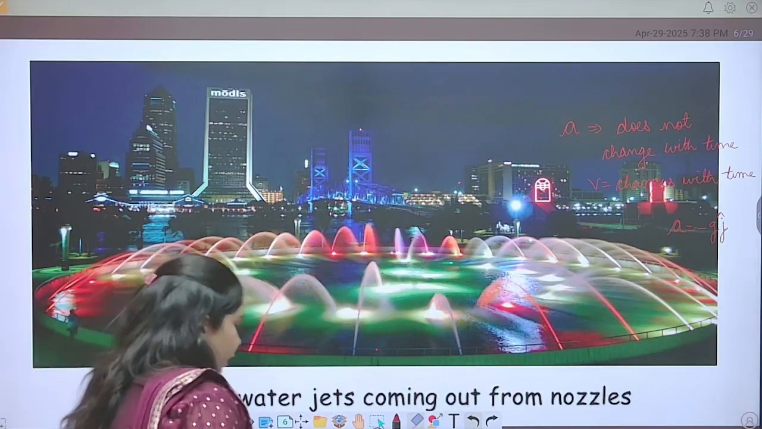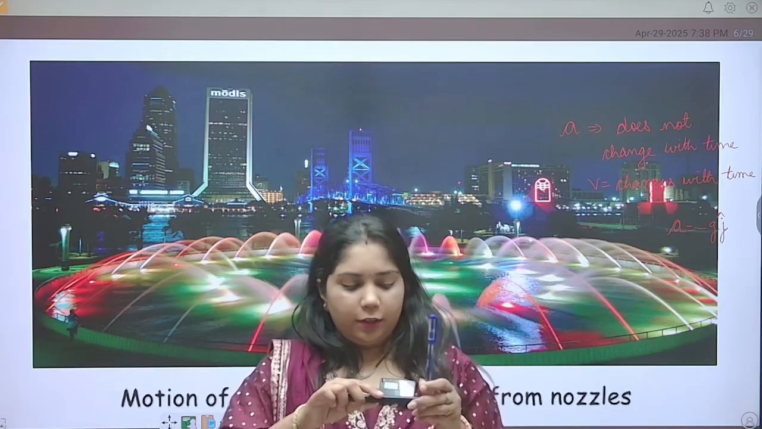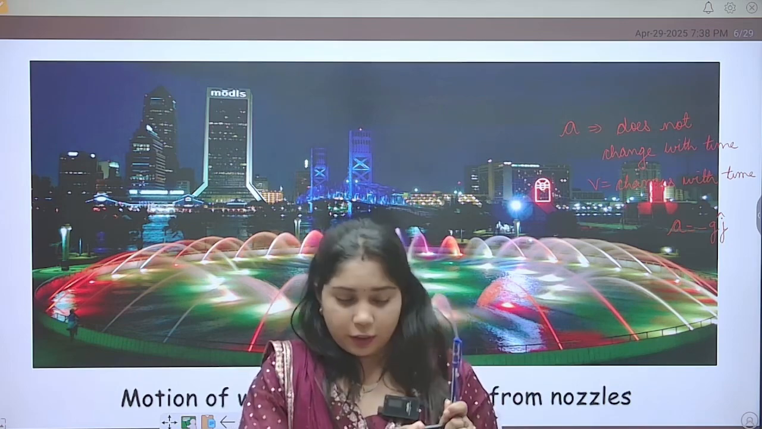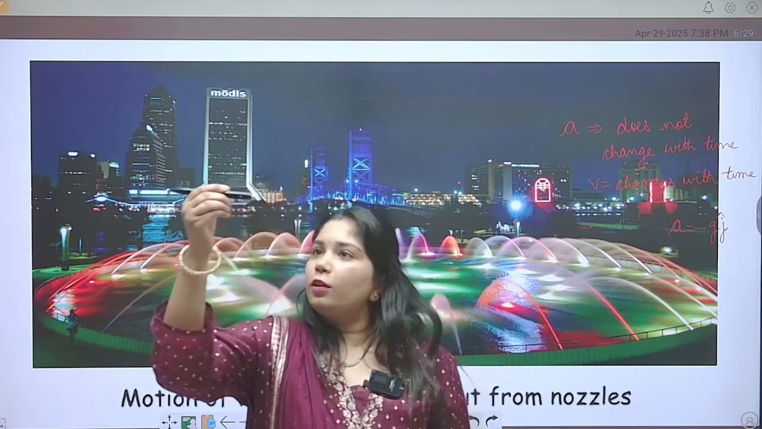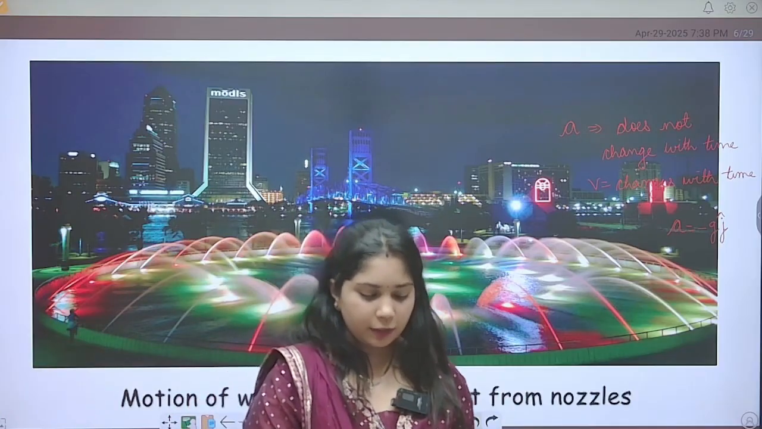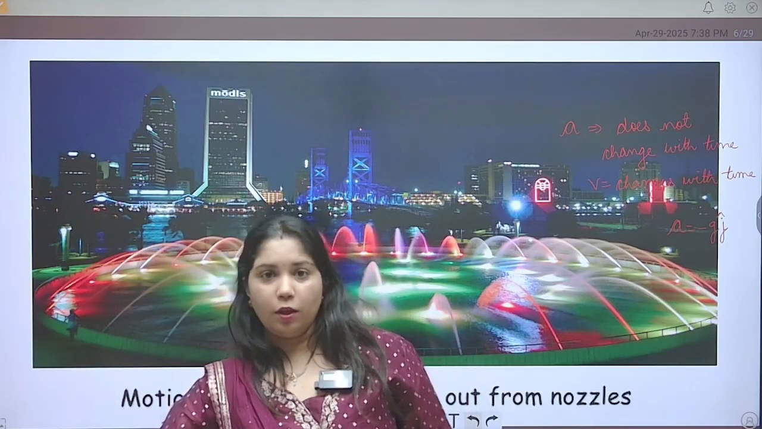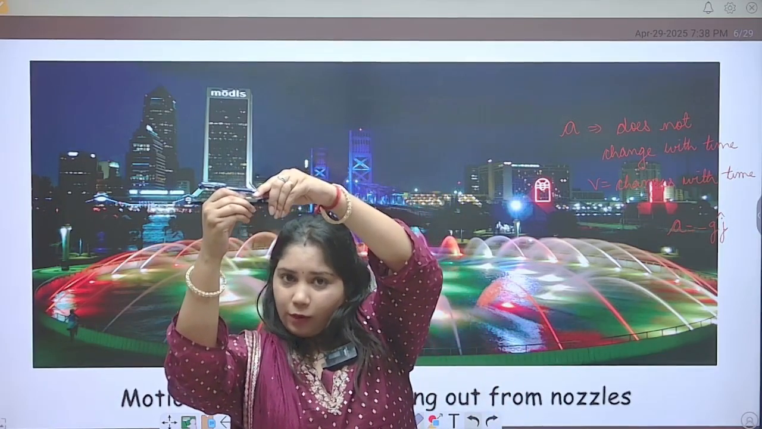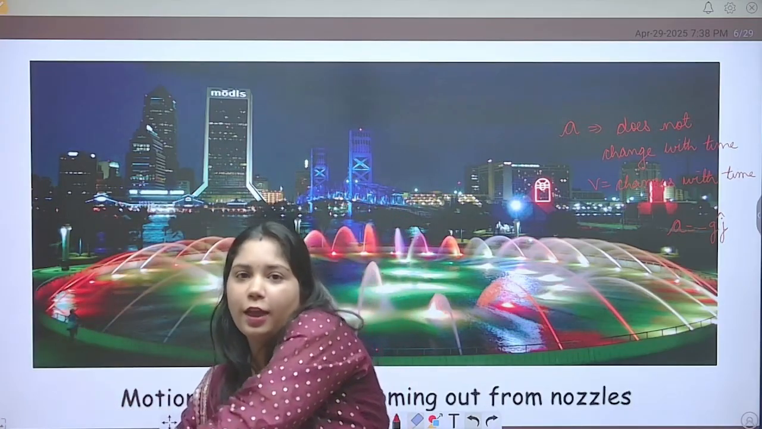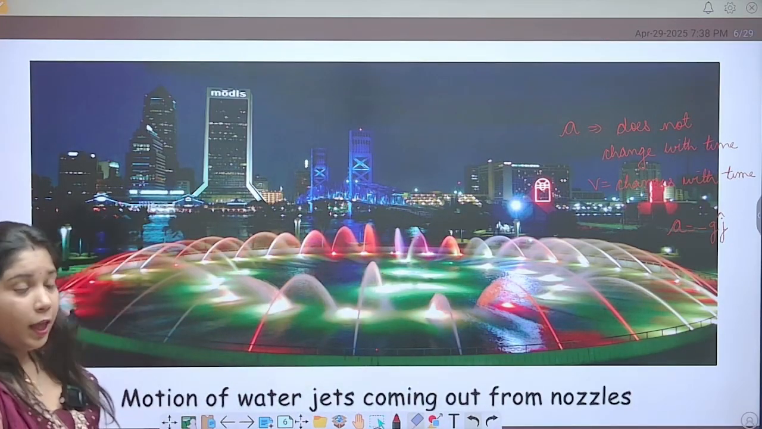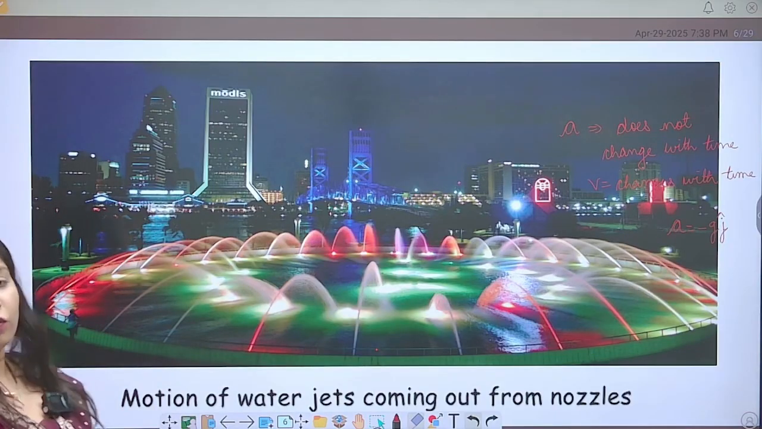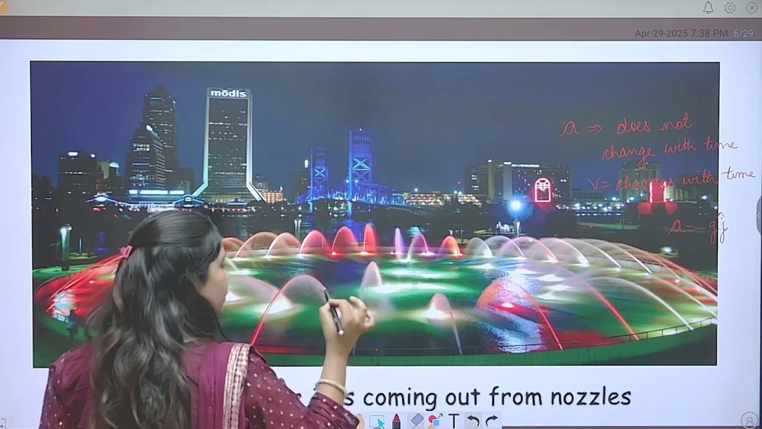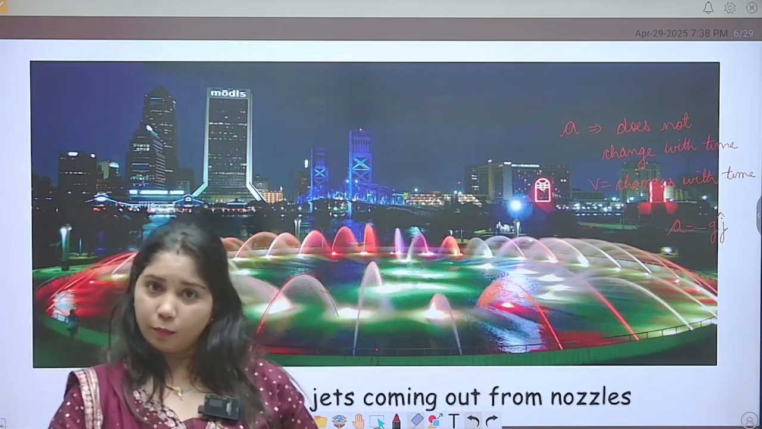Let's take an example. See, this is a 2D plane, this is the x-axis and this is the y-axis. In projectile motion, the x component remains constant for the whole path. But what about y? It becomes 0 at the maximum, changes its direction and comes back. You can see one more example, the motion of a water jet coming out from a nozzle. And this parabolic path is projectile motion.